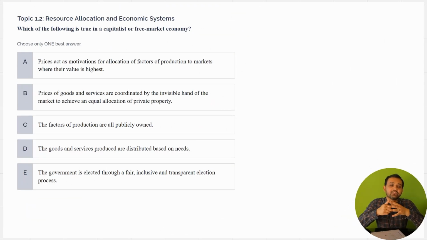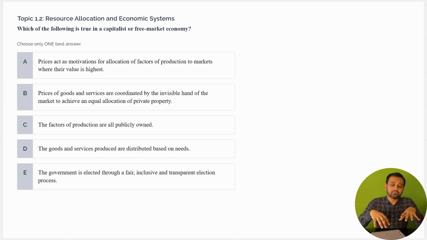In this question, we are being asked which of the following among the 5 options available is true in a capitalist or free market economy. Now, if you recall, there are 2 distinct types of economic systems. One is the capitalist or free market economy, where people own the properties, resources, etc., and they make their own decisions without government intervention. On the other end of the spectrum, you have a command economy or a planned economy where the government owns everything and makes decisions on what will be produced, how it will be produced, and who will get to enjoy those resources.